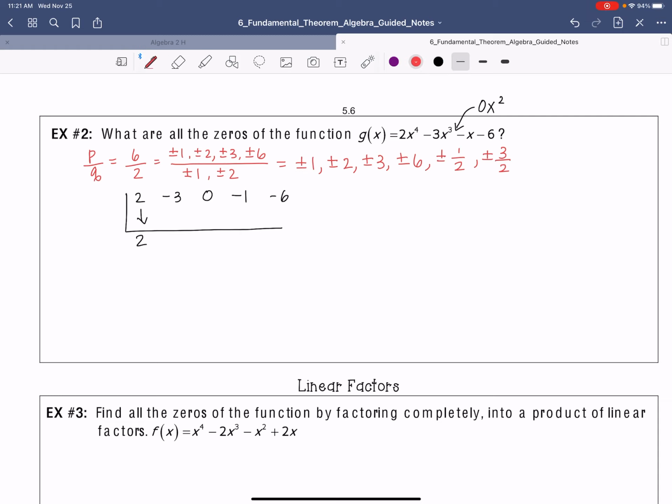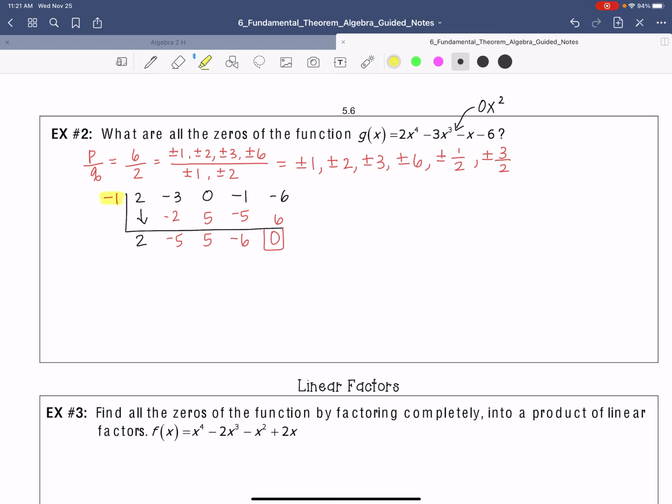Now I'm going to try -1. 2 times -1 is -2. Add those together, I get -5. -5 times -1 is +5. Add those together, I get 5. 5 times -1 is -5. I get -6. -6 times -1 is +6. So I get a remainder of 0. Beautiful. So I found my first 0. My first 0 is -1.